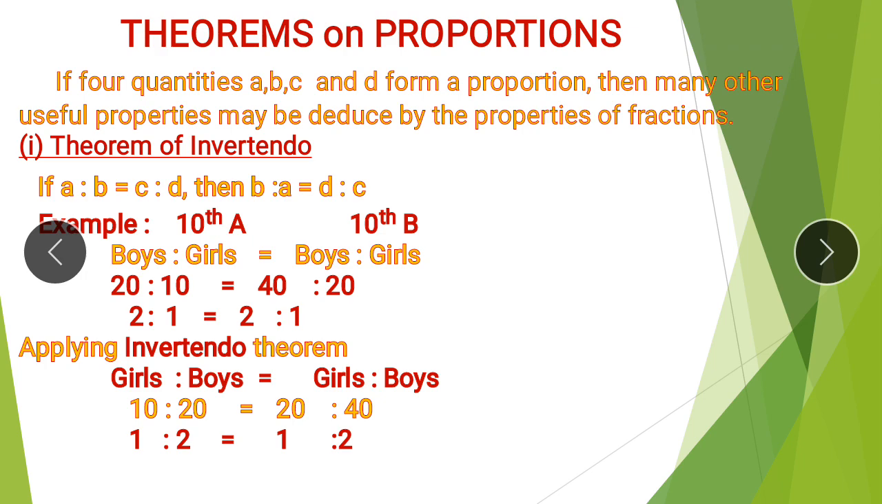As we know, for invertendo we just go with the inverse of it. If it is A ratio B, we write B ratio A. If it is boys to girls, we write girls to boys. Then what we can observe here is that the ratio remains the same. It means the number of boys is again double the number of girls. There is no effect on the proportion. The ratios are 1:2 and 1:2. It's not like 1:3 and 1:2. The ratios are the same, so we can put an equal sign here. So we can conclude that applying the theorem of invertendo will have no effect on the ratios.